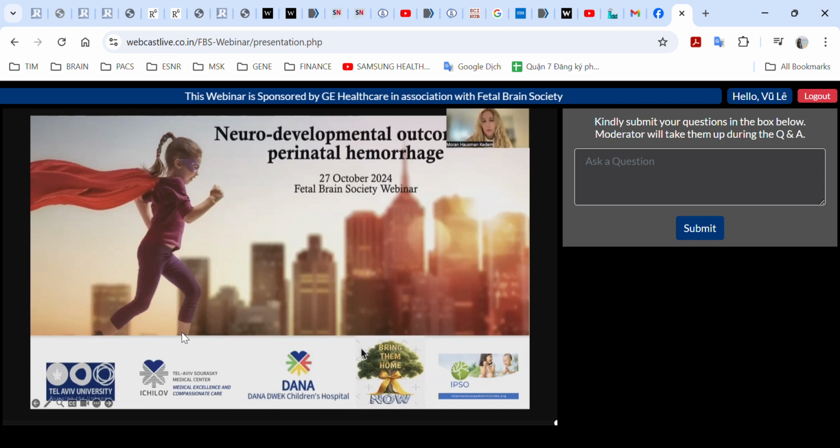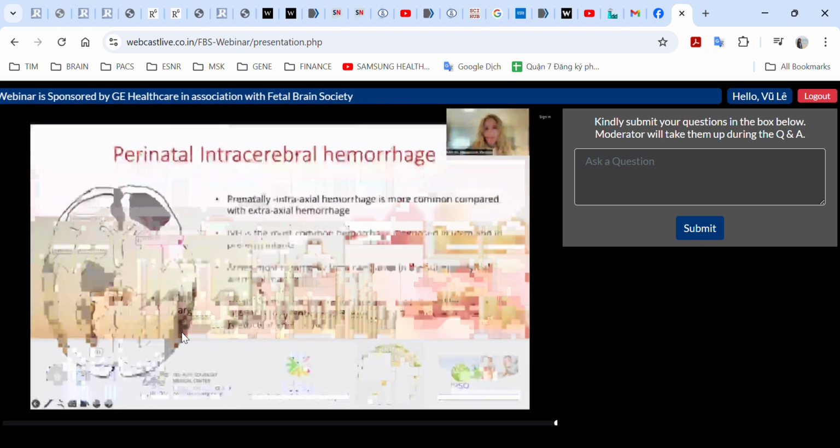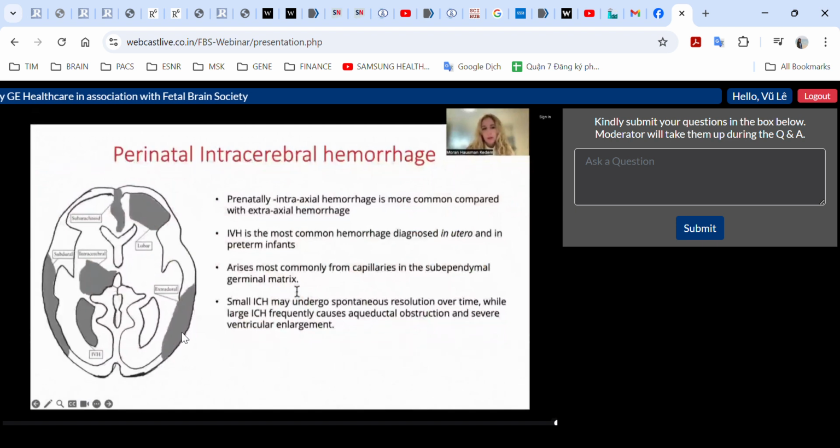My talk will focus on neurodevelopmental outcomes of perinatal hemorrhagic stroke. So, intracerebral hemorrhage in the perinatal period is a heterogeneous disorder with multiple terminologies, locations, and mechanisms. It can be intra or extraaxial, can be supra or infratentorial, and it may result from multiple etiologies. It can occur prenatally or postnatally, and this is often grouped together as the perinatal period.